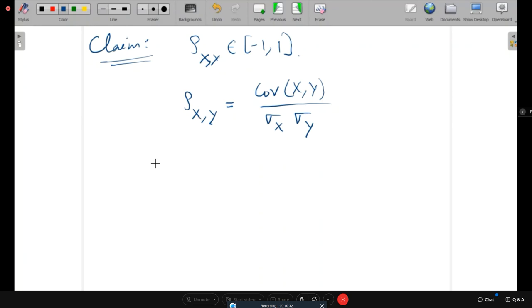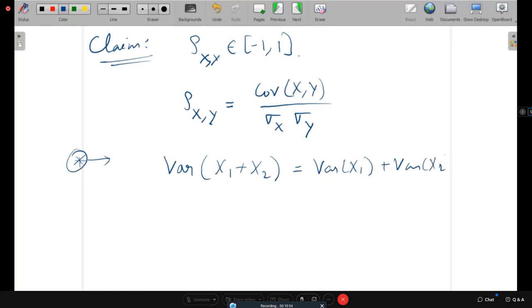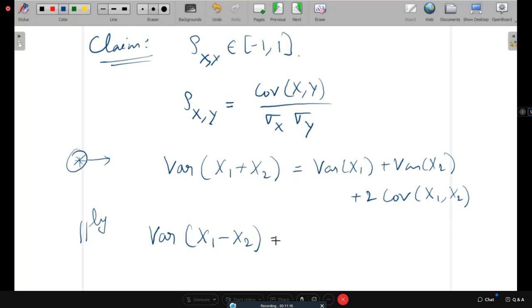Now we want to prove this. I know that the variance of x1 plus x2 is going to be the variance of x1 plus the variance of x2 plus 2 times the covariance of x1 comma x2. Similarly, you can show that the variance of x1 minus x2 is going to be the variance of x1 plus the variance of x2 minus 2 times the covariance of x1 comma x2. The only change is that wherever there is a plus on one side, there is a plus on the other, and wherever there is a minus, there is a minus.